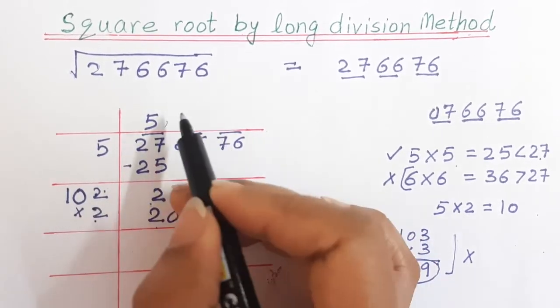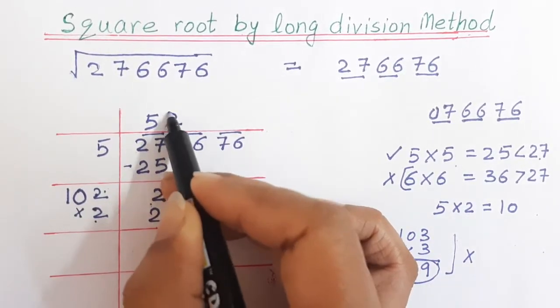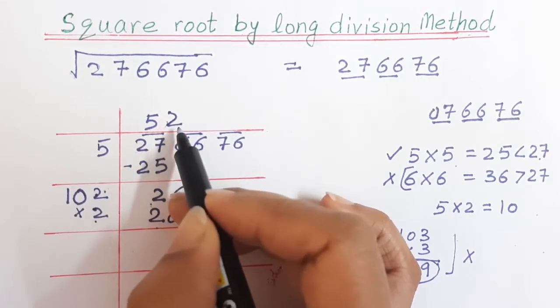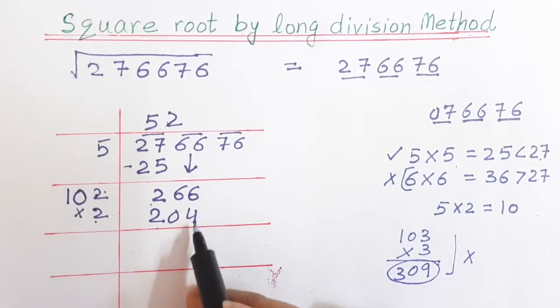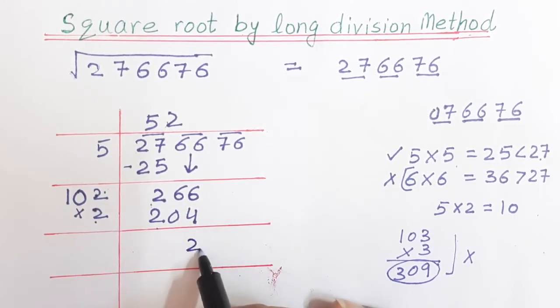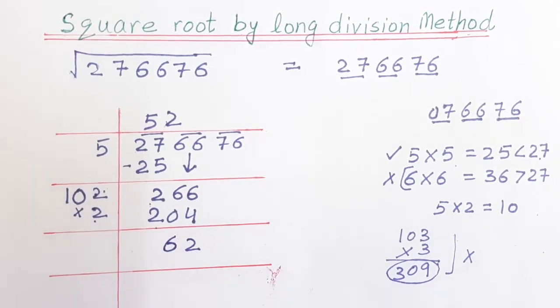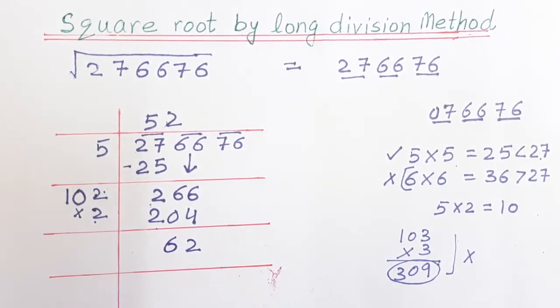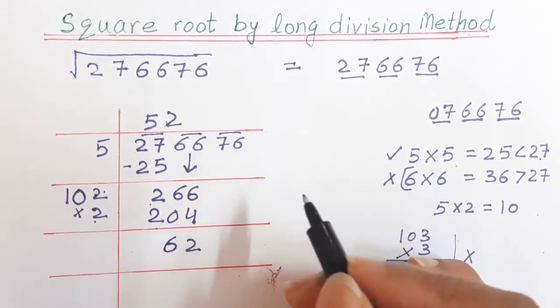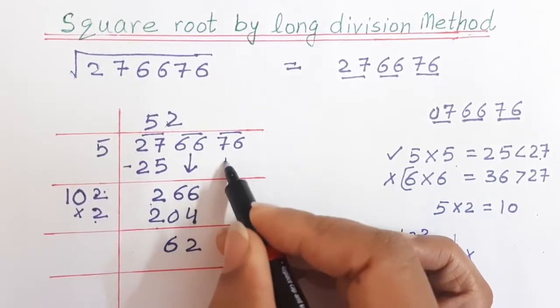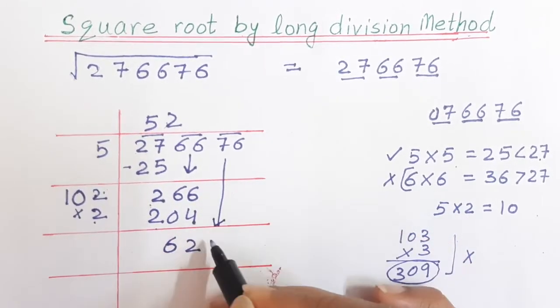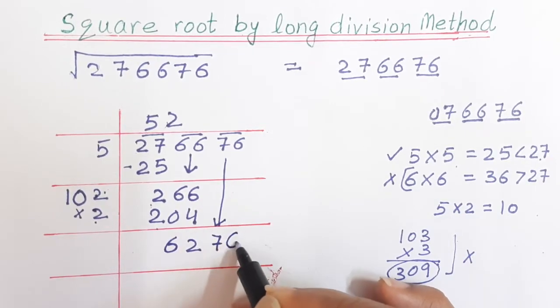Now write this 2 here on the top also in the form of quotient. Now 52 is my quotient. Now the difference of these two numbers: 6 minus 4 is 2, then 6 minus 0 is 6. I hope it is clear till here to everyone. Now again we have to repeat the steps. Take the next pair, that is 76.